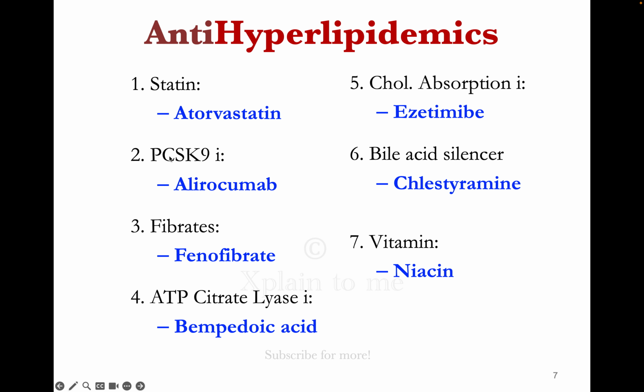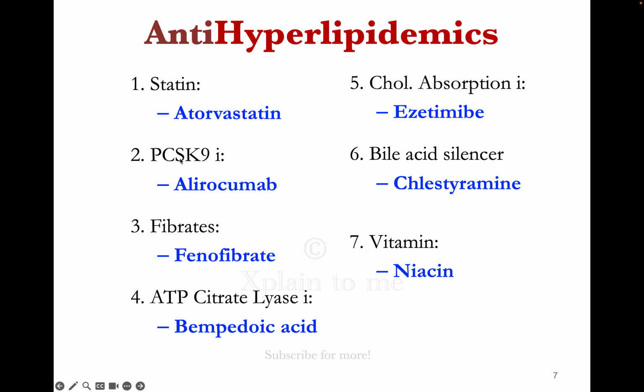The second class is PCSK9. If we compare a PCSK9 inhibitor with a statin, a statin gets about 50% reduction of LDL cholesterol. It's a reasonable and well-tolerated drug, but the PCSK9 inhibitor is very effective. About 70% LDL cholesterol control is possible with this. PCSK9 is actually called the LDL receptor degrader. That means after doing its job, the LDL receptor is supposed to degrade inside the hepatocyte. That is done by this enzyme, PCSK9.